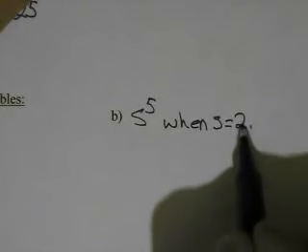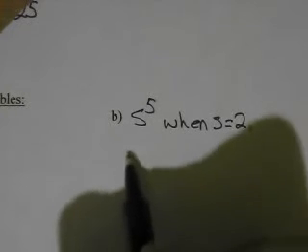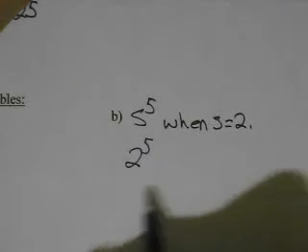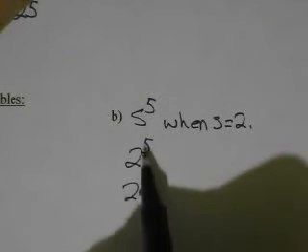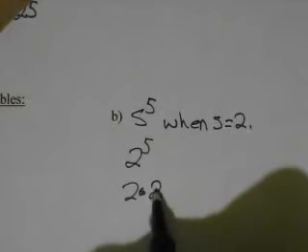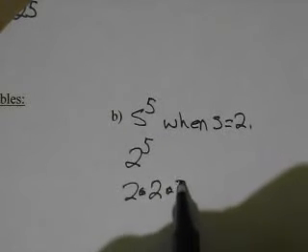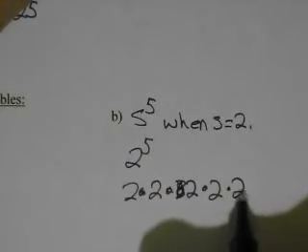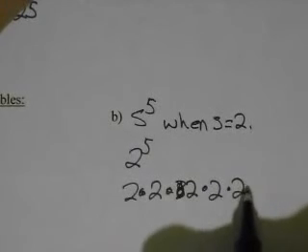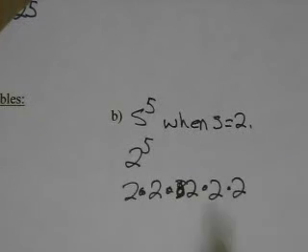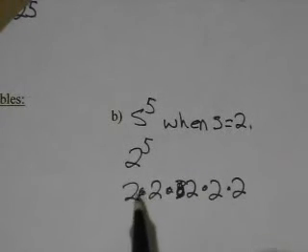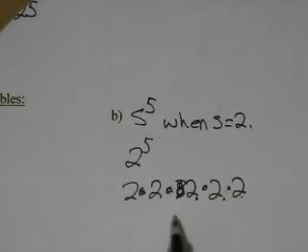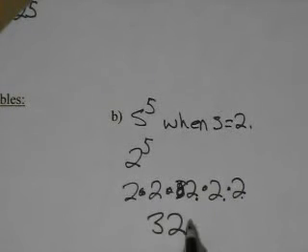Alright, so hopefully you substituted in 2 in for s. Exponent is 5. When you multiply this out, well, you have 2 times itself 5 times. 1, 2, 3, 4, 5 2's all multiplied together. 2 times 2 is 4, times 2 is 8, times 2 is 16, times 2 is 32.